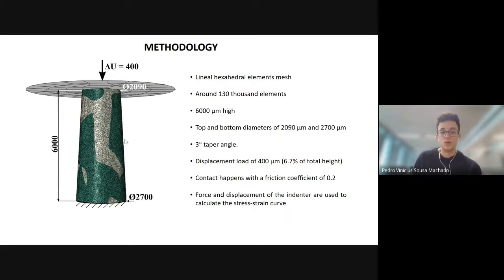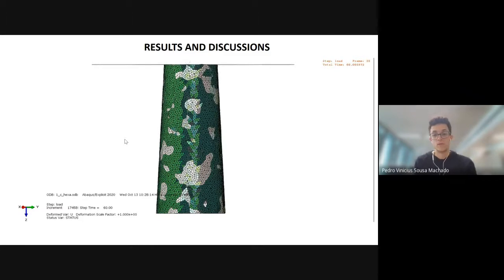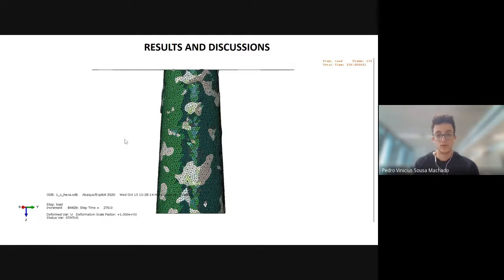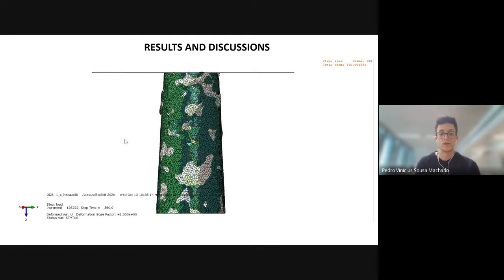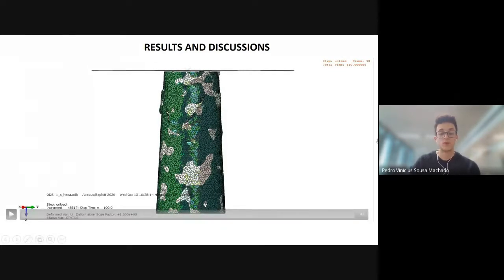So now, after the simulation, we take the force and displacement, and we calculate the stress-strain curve from this micropillar. And that's what we use to compare with the experiments. So this is what a simulation looks like. Here you can see both phases of the micropillar. The green phase is the carbides, and the white one is the binder, the cobalt.